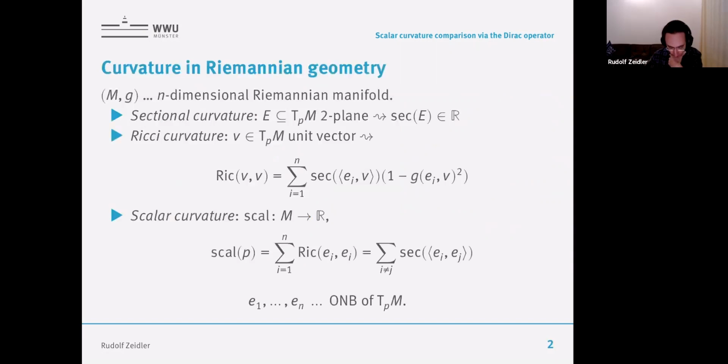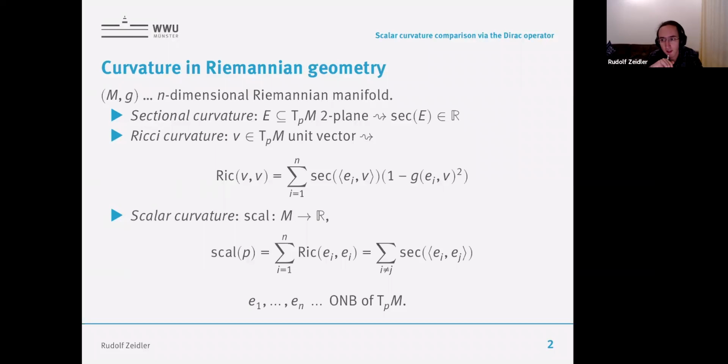So just as a quick reminder, what kind of curvatures do we have? We have the sectional curvature, which is the higher-dimensional generalization of the Gaussian curvature, which now is not just one number, but gives you one number for each two-dimensional direction in the tangent space. And if the manifold is very high dimensional, this might be very complicated. So there's a lot of numbers. So you can take averages to make this simpler.